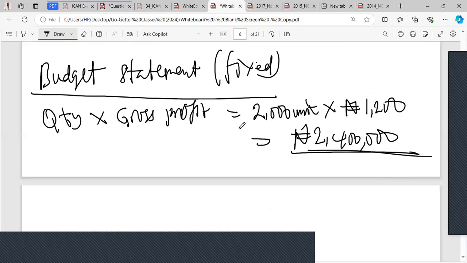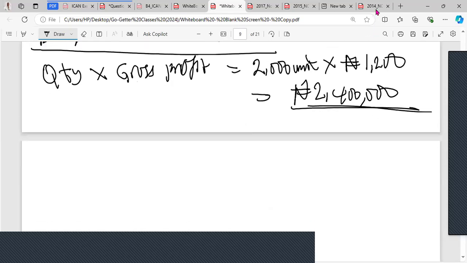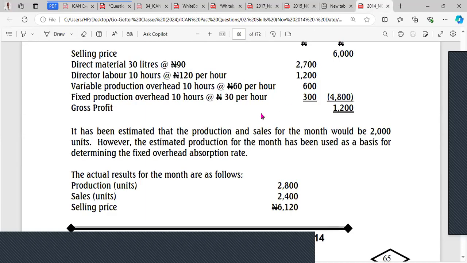All right. Then we are done with the budget statements. Now let's look at the variances. As we are saying, somebody is still asking what's the difference between the budgets.